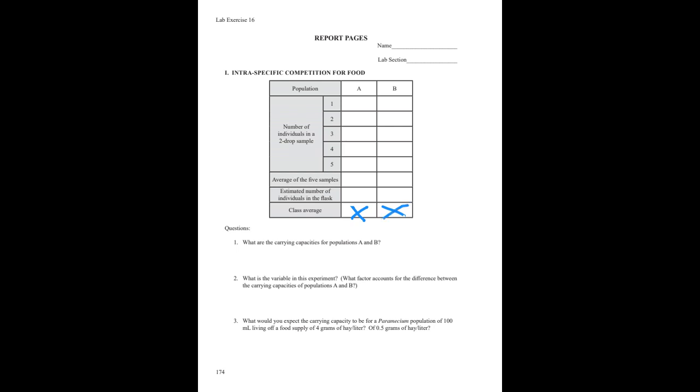Okay, then you get into the questions. What are the carrying capacities of A and B? It's whatever you calculated as the population size, okay? What is the variable in this experiment?